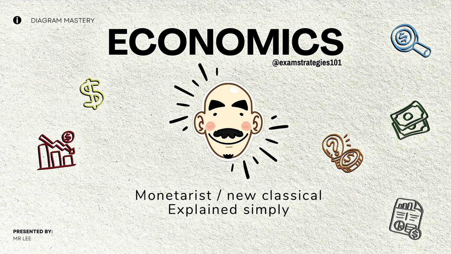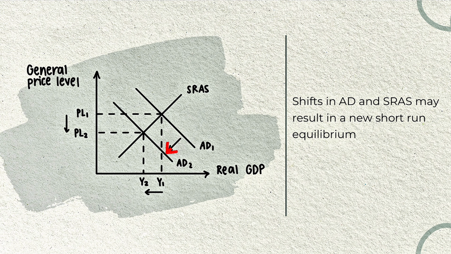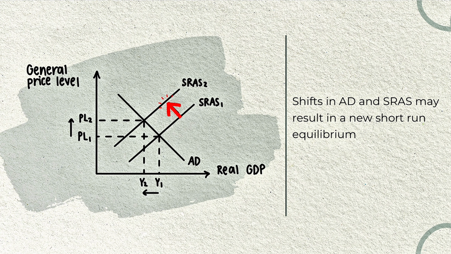In this video, I'm going to be explaining to you the monetarist or the new classical aggregate supply curve simply. In the traditional sense, shifts in the AD and the SRAS may result in a new short-term equilibrium, such as shifting AD1 to the right to AD2 or shifting AD1 to the left to AD2. Or we can shift short-run aggregate supply to the right or the left.